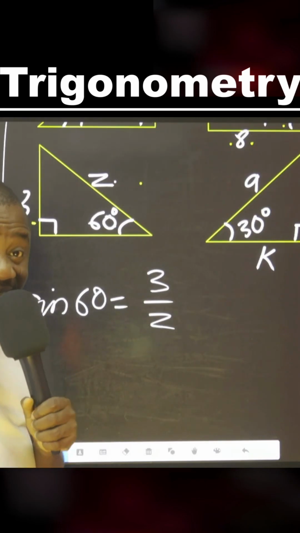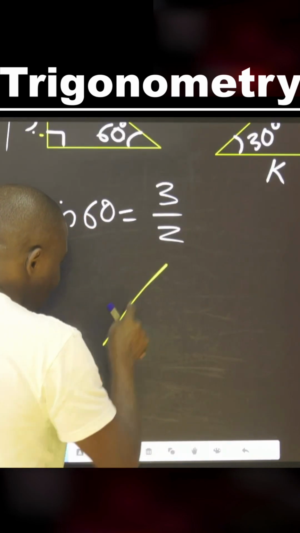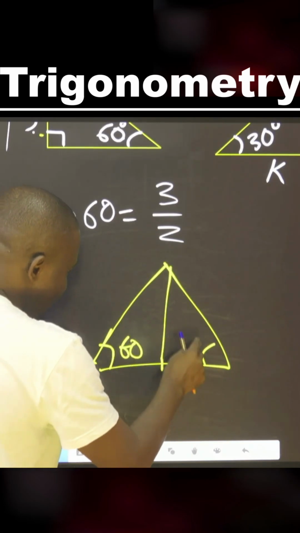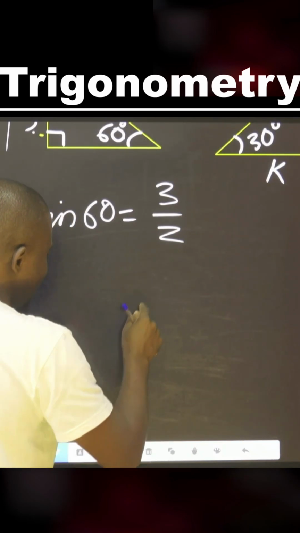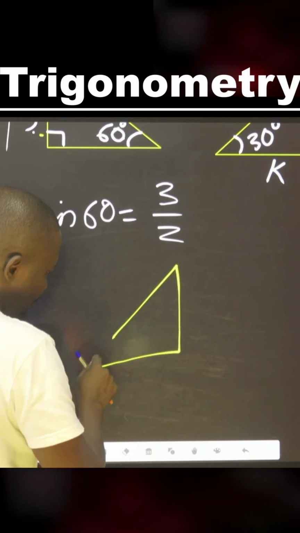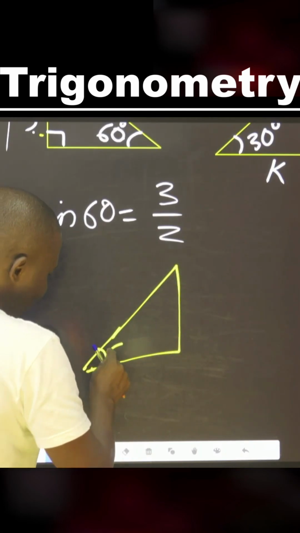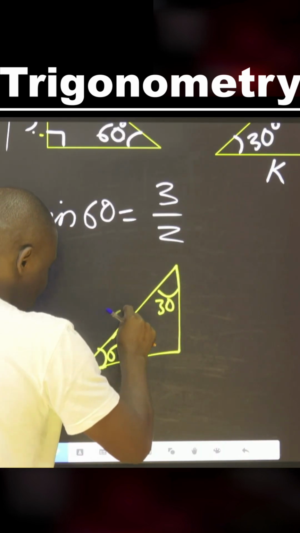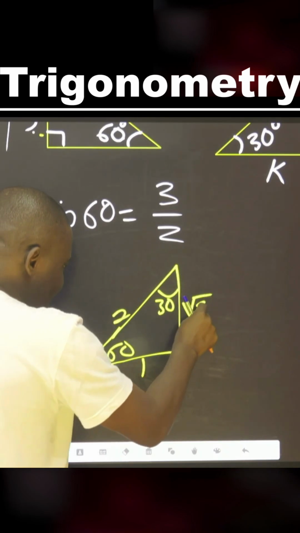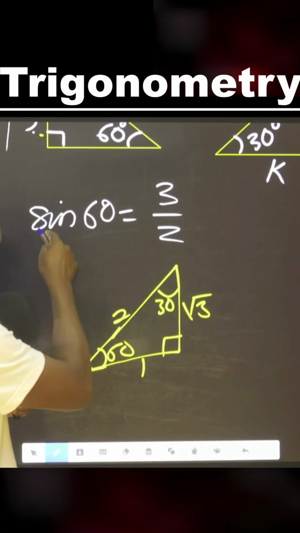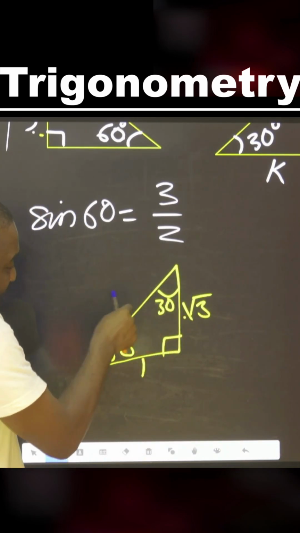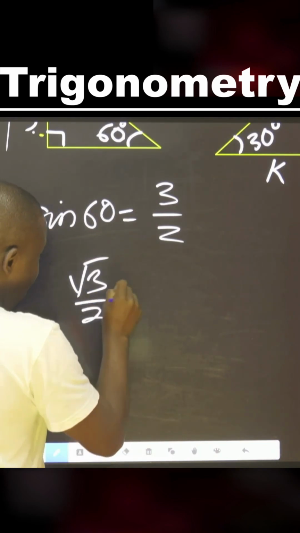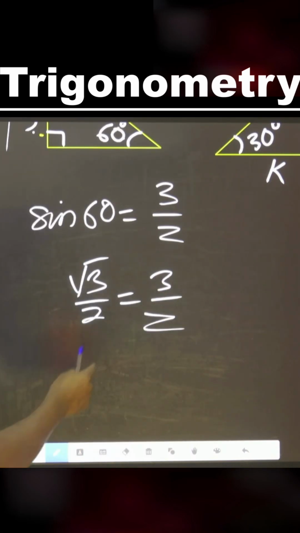What is sine 60? You cannot remember the value. Just draw it fast. Okay? You put this. This is 60. Or let me just do it for you. You just take one of them. Okay? This is 60. This is 30. Remember? This is 1. This is 2. What is this? Square root of 3. Remember, here is 90. Now, what is sine 60 here? Opposite over hypotenuse. Square root of 3 over 2. Square root of 3 over 2 equals to 3 over Z. So, the rest is history.